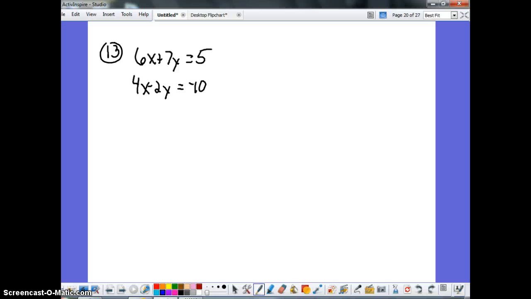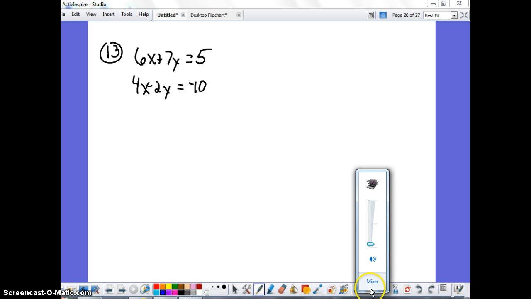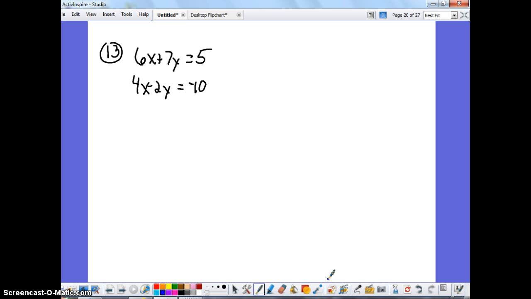This is Unit 4, Chapter 7 in the Algebra 1 textbook. We're going to do numbers 13 and 14. For these, we're going to be solving by elimination because that's what the directions in the textbook said. Okay, so number 13: 6x plus 7y equals 5, 4x minus 2y equals negative 10.